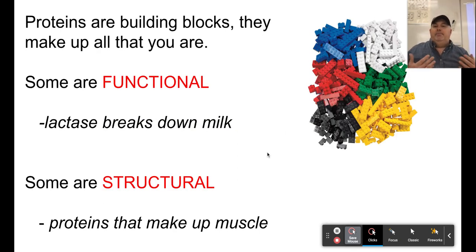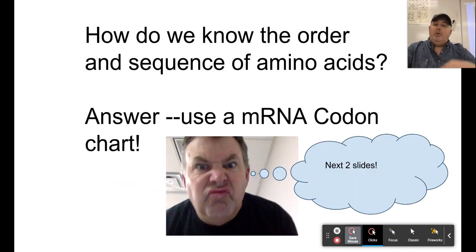Some of these proteins are building blocks, and they make up all the things that are you. In other words, some are very functional. Some are enzymes that break down milk sugar, called lactase. Some are structural proteins that make up muscles. So all of them have a particular function, and they're based on a series of amino acids. So when we're looking at the order and sequence, it does matter.